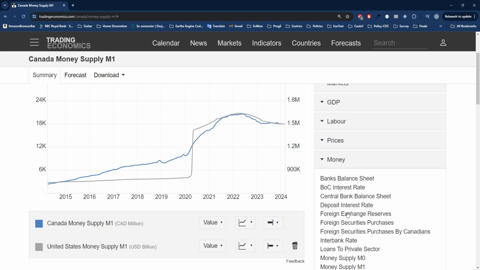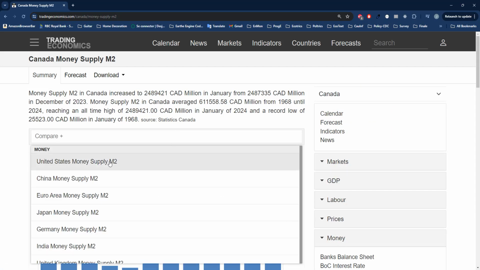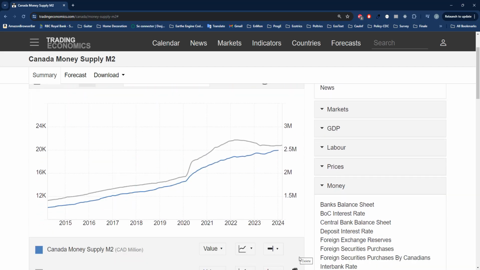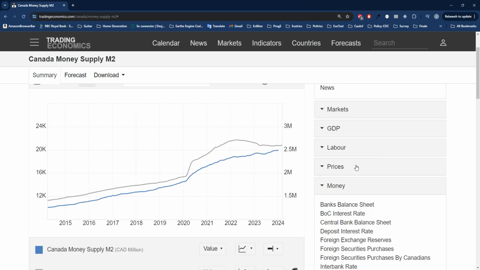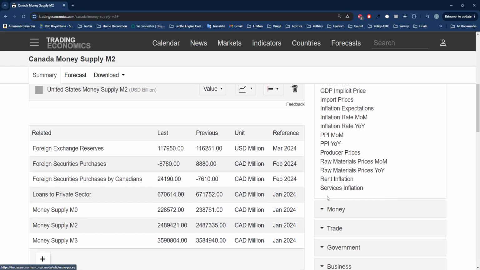And then move on to M2 at the United States, 10 years, and take a look at how it looks like. And finally, let's take a look again. Here we have the rate of inflation. Okay, we are looking for the rate of inflation. That falls under prices, not money. It's under price because it's an indicator of the cost of living. So let's look for inflation rate.